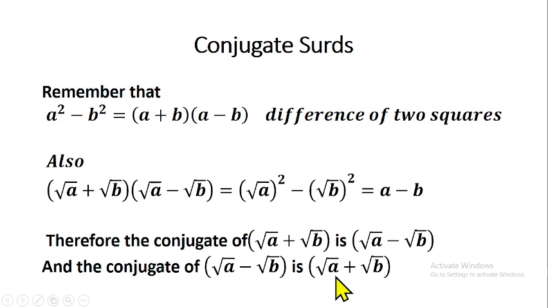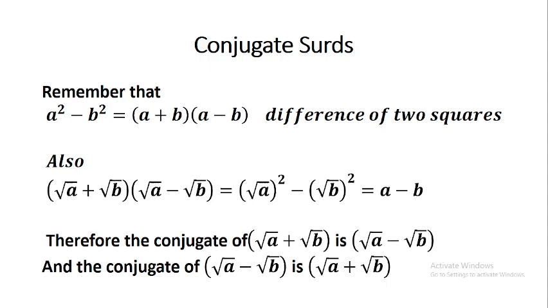If I should ask you, what is the conjugate of √3 plus 5? Think about it and give me the answer. The conjugate of √3 plus 5 should be √3 minus 5. If I ask you what is the conjugate of 5 minus √3, that should be 5 plus √3. If I ask you what is the conjugate of √10 plus √8, that would be √10 minus √8. I hope you understand that now.